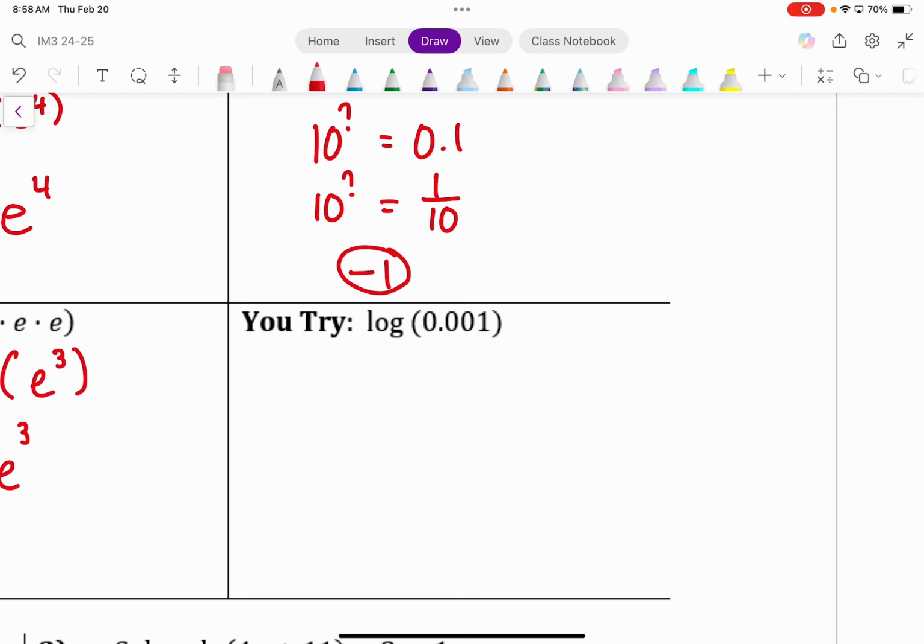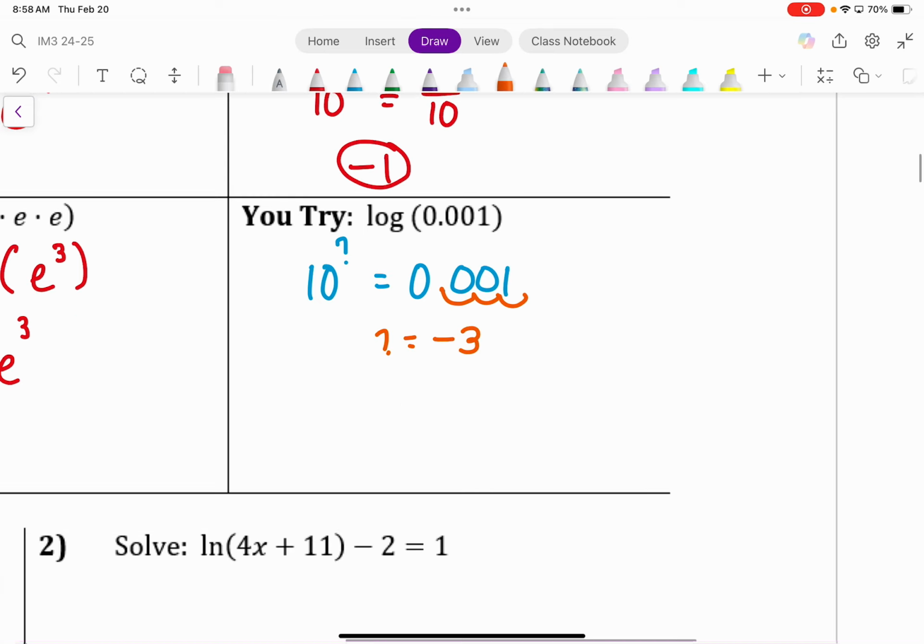Okay. So in our case, we have the following. We have 10 to the power of what gives you 0.001. If you're using the first way I showed you, where you're counting the numbers after the decimals, then that would be 1, 2, 3. And so we could say that the question mark is equal to -3. All right, that's doing it that way.